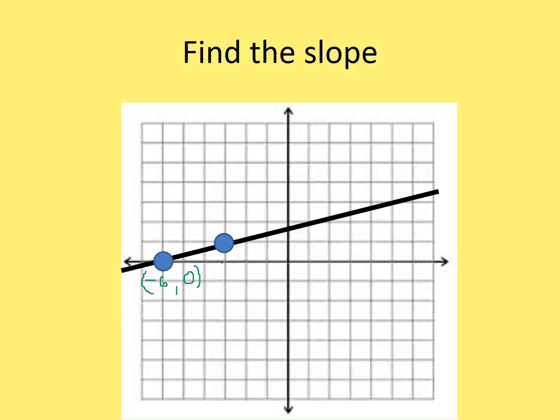For our next point, start at 0 and then go to 1, 2, 3. We went back 3, so we went to negative 3. And then we went up 1. Going up is positive.